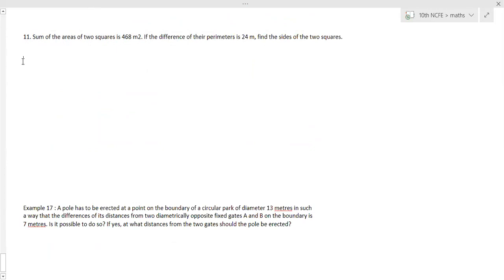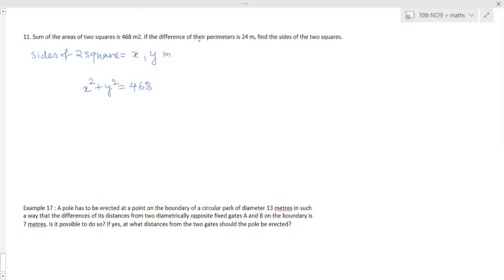Last question of this exercise. Sum of the areas of two squares is 468 meter square. If the difference of their perimeters is 24 meters, find the sides of the two squares. So that means sum of squares. We'll consider the sides of the two squares as x and y meters. Sum of areas. Area of a square is side square. So x square plus y square is equal to 468.